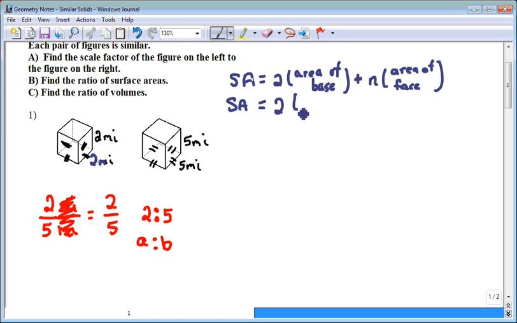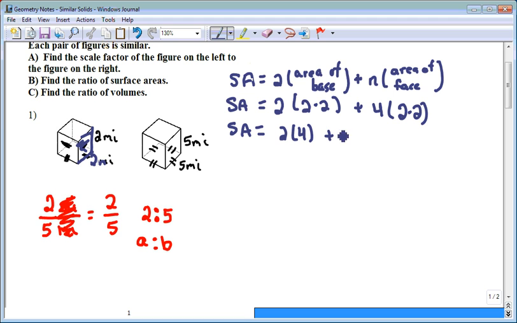So we have 2 times the area of our base, which is 2 times 2. We have 4 sides to our base, and each of our faces is also going to be 2 times 2. This is a cube, so we have 6 faces that are all the same. So we have 8 plus 16 gives me 24 miles squared.